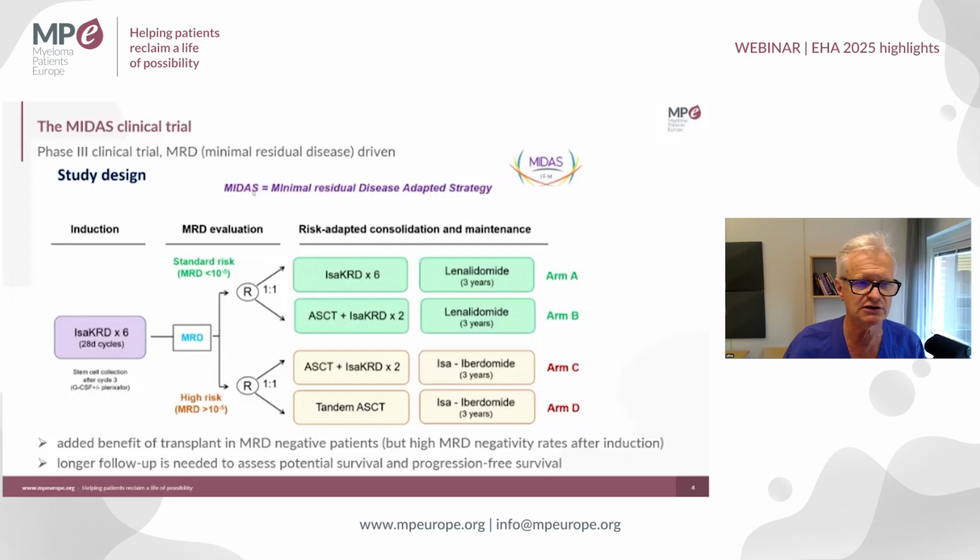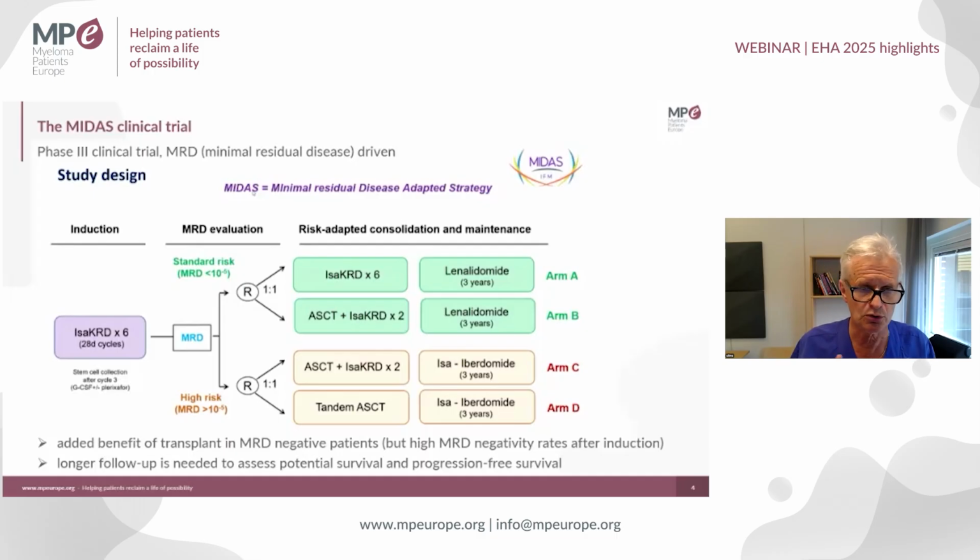Patients were treated with a quadruplet: a CD38 antibody, isatuximab, a proteasome inhibitor, carfilzomib, an IMiD, lenalidomide or Revlimid, and a steroid, dexamethasone. They used this for 6 cycles in newly diagnosed patients, and then they checked MRD. If they couldn't measure any malignant cell, they said this patient is a standard risk patient, and they were randomized either to get 6 more cycles of ISA-KRD or autologous stem cell transplantation plus 2 cycles of ISA-KRD and then lenalidomide maintenance.